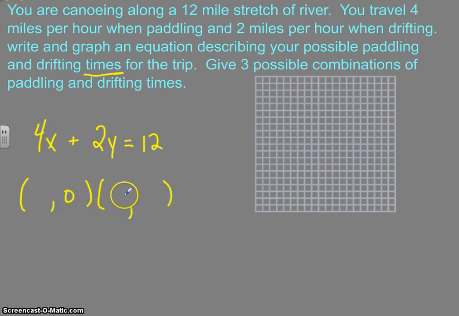For the x-intercept, 0 is y. For the y-intercept, 0 is x. So if I plug 0 in for y, 2 times y is 0, so 4x equals 12. X has to be 3. If I plug 0 in for x, that goes away. 2 times y is 12, so y has to be 6.